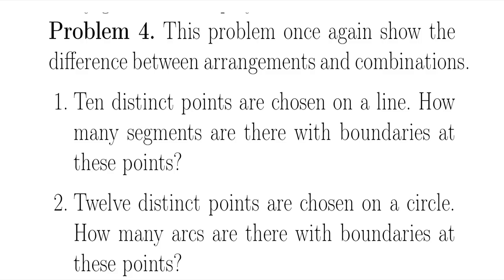Problem 4. This problem once again shows the difference between arrangements and combinations. First, 10 distinct points are chosen on a line. How many segments are there with boundaries at these points? Second, 12 distinct points are chosen on a circle. How many arcs are there with boundaries at these points?